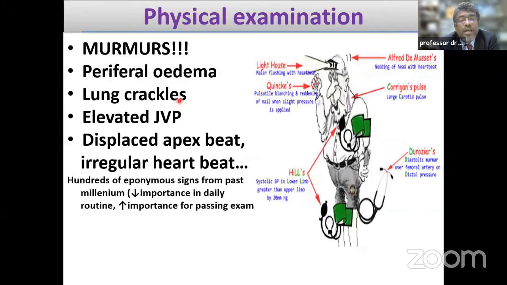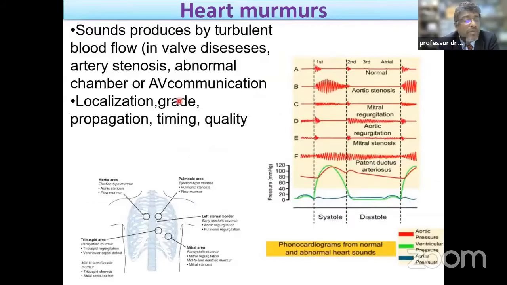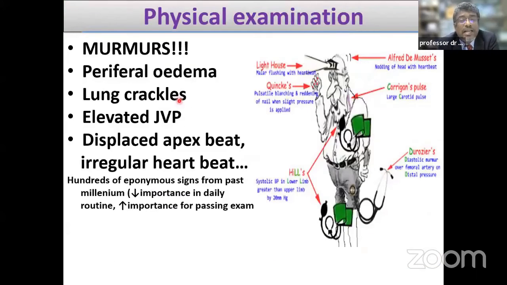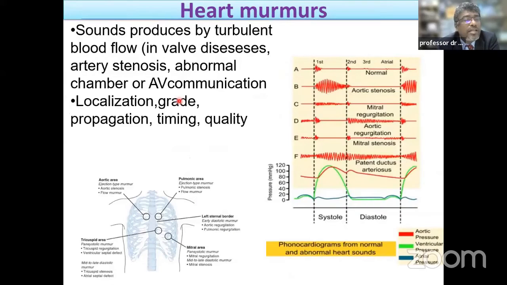When we do a physical examination, usually a thrill and murmur may be found in the precordium. There may be peripheral edema if there are features of heart failure. There may be lung crackles or crepitations in the lungs if there is heart failure. There may be elevated jugular venous pressure or a displaced apex beat, and an irregular heartbeat may be found.